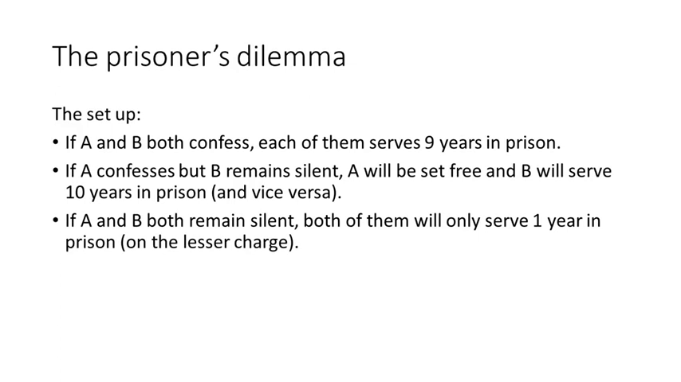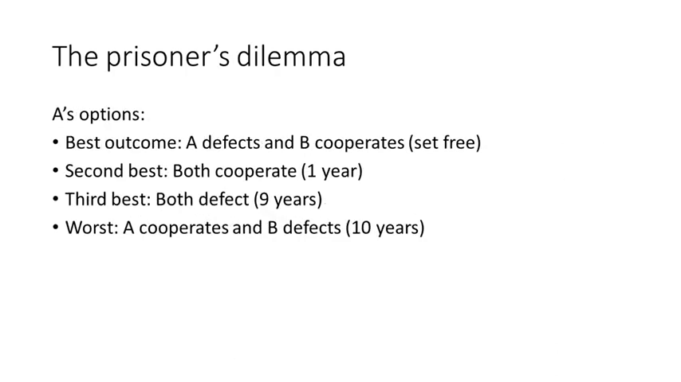Okay, so in other words, the setup is if both of them confess, then they serve 9 years in prison each. If one confesses and the other remains silent, the one who confesses will be set free. The one who remains silent, 10 years in prison. If both remain silent, both of them will serve only 1 year in prison. Okay, so let's just look at this from the point of view of one of the agents. So we'll call the agents A and B.